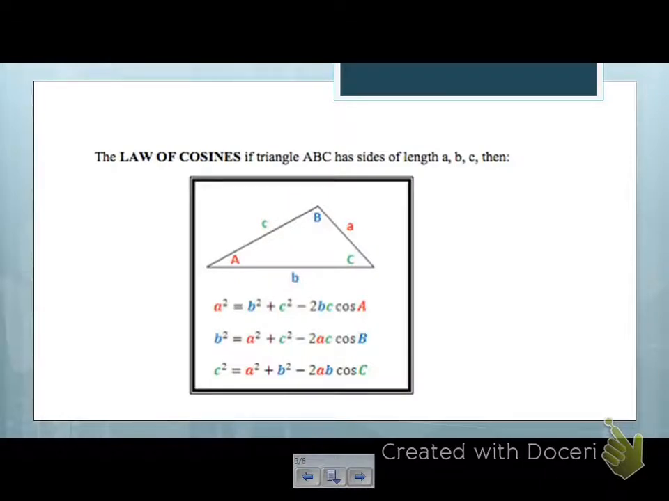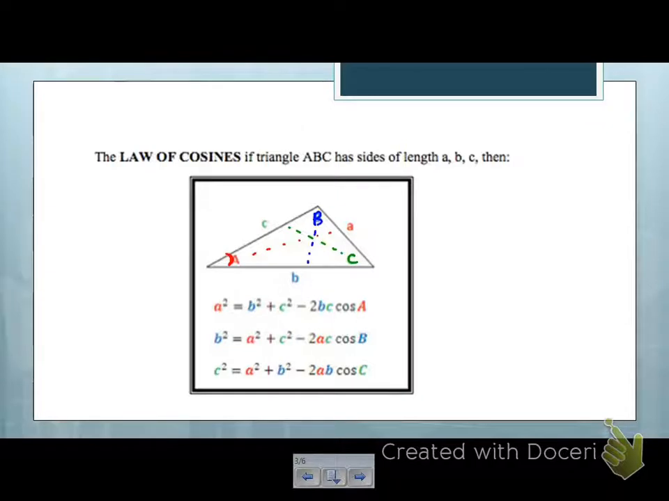The law of cosines is similar to the law of sines in that you can use it for all triangles. It does not have to be a right triangle. So this law of cosines will work for right triangles, acute triangles, and obtuse triangles. The other thing that's the same is how we label our triangle. Angle A is always going to be across from side length A, angle C is always across from side length C, and finally angle B is across from side length B. So that works the same.